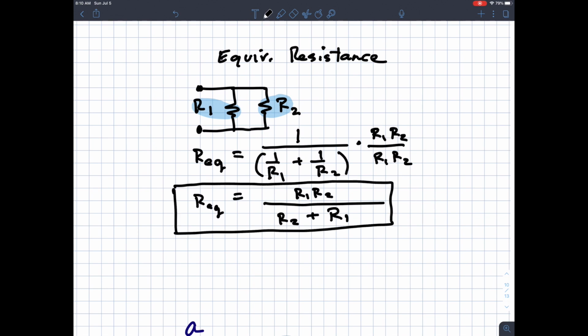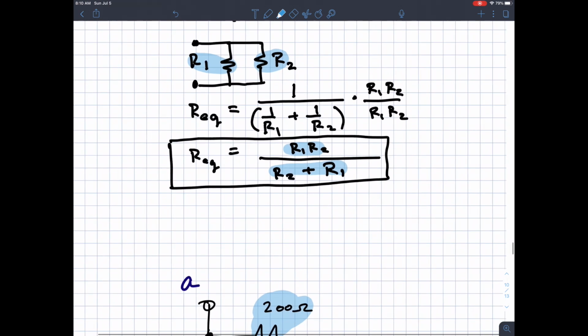There's not a corresponding formula for 3 at a time or 4 at a time, just 2 at a time. But normally that's what we run across, doing things 2 at a time. So you take the product of the two resistors and divide by the sum, and that's a quick way to put it into your calculator and get equivalent resistance. Let's move on to some examples.